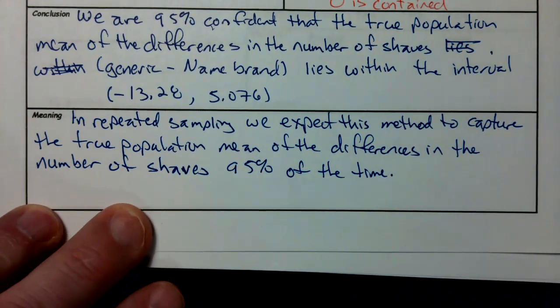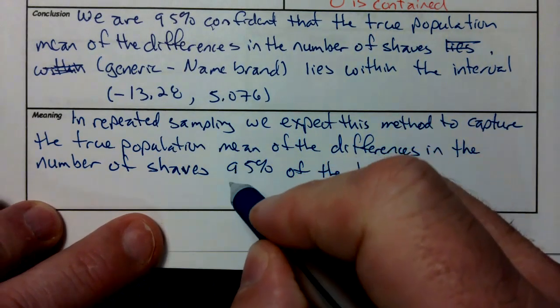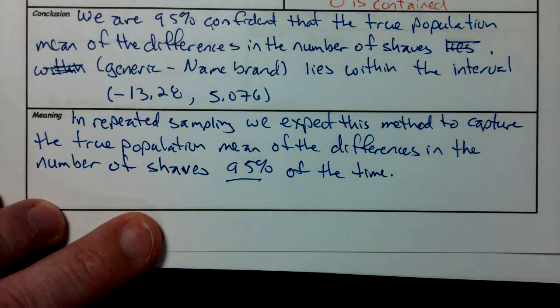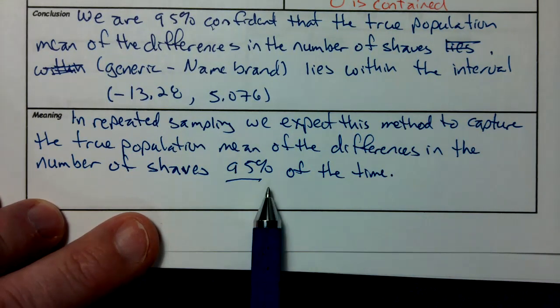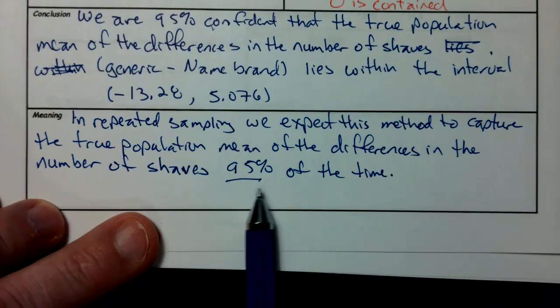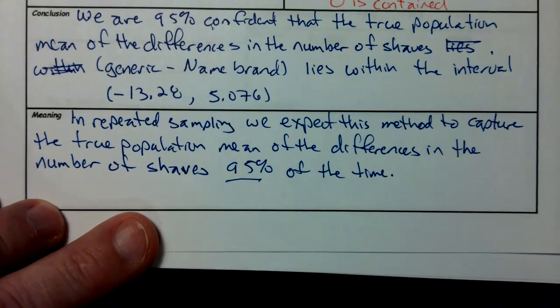All right, so we're confident that if we did this over and over again, 95% of them would capture it. In other words, if we did it 100 times, 95% of them, or approximately 95, would capture it, and 5% would not capture it.